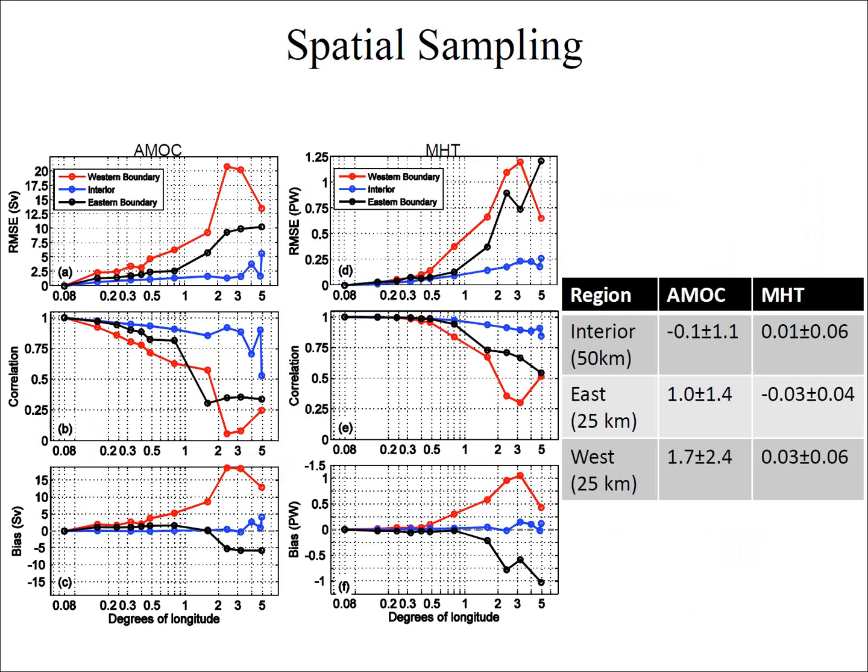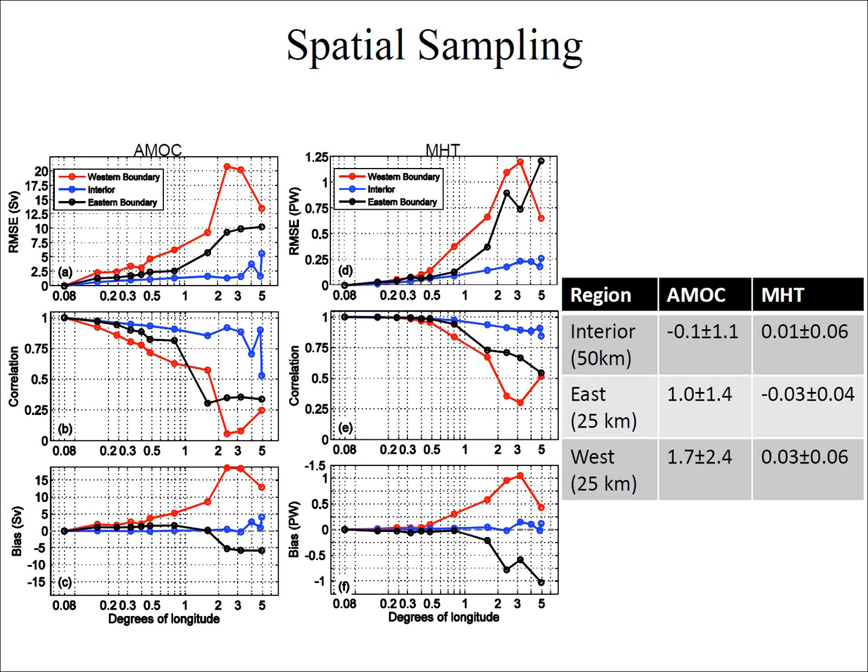So this is what we get. The x-axis, in degrees of longitude, is the sampling space in between. From the model resolution, you have 0.08, which is the native model grid, and we increase up to 5 in the 3 regions: western boundary in red, interior in blue, and eastern boundary in black. And we calculate as metrics the root mean square error, correlation, and bias.